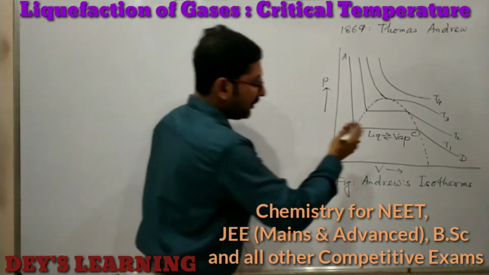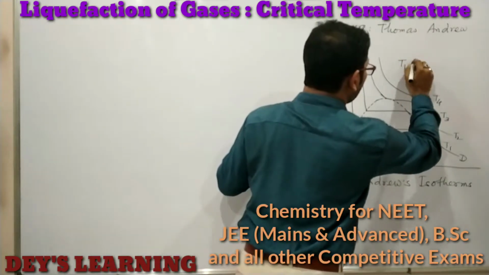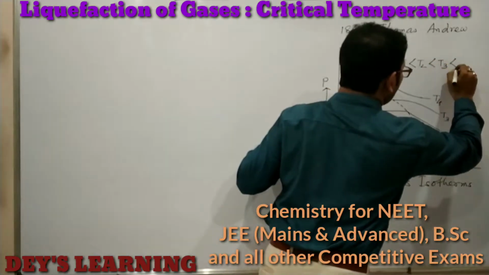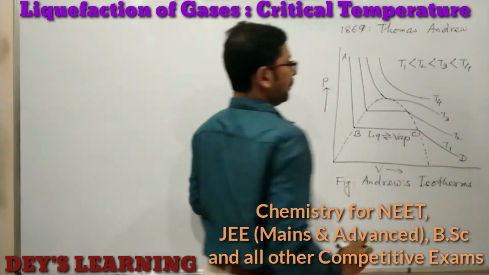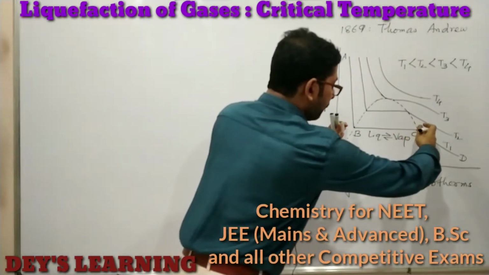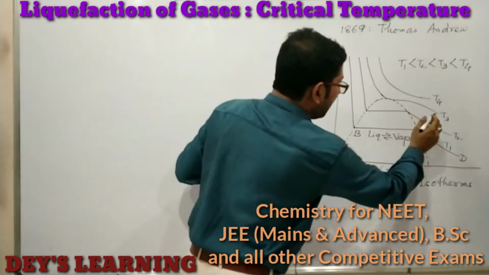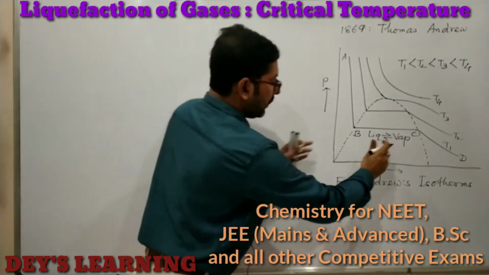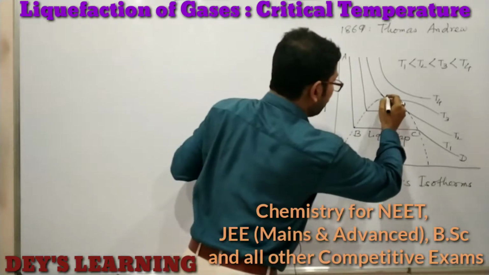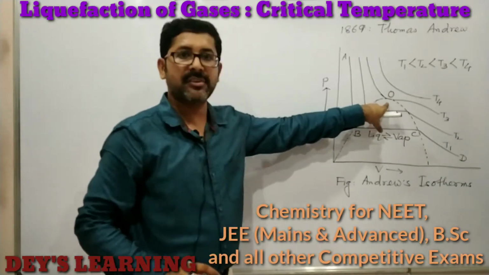Okay. Now as the temperature increases, definitely we can write that T1 temperature is less than T2, T2 is less than T3, and T3 is less than T4. So as the temperature increases, this metastable state actually contracts. And at the temperature T3, these two states coalesce to a certain point. Say this point is designated as O. This particular point is known as critical point.